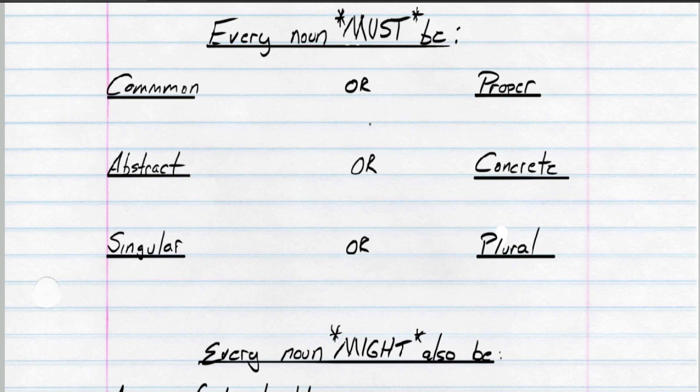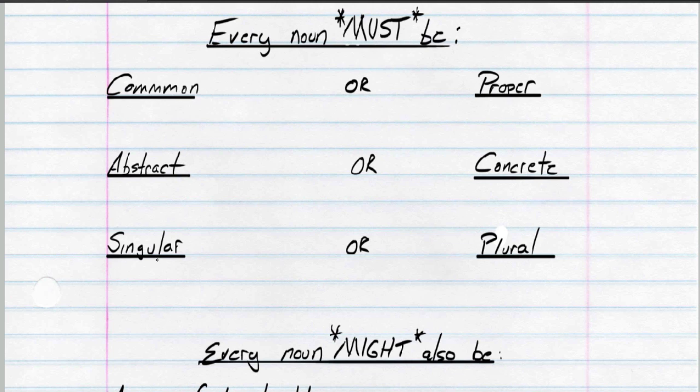Going to skip 2 lines and do the same for abstract. A-B-S-T-R-A-C-T, abstract. In the middle of the page, you'll put the word or again. And out to the right-hand side, concrete. C-O-N-C-R-E-T-E, concrete. So once again, beneath every noun must be, you're going to skip a line, put the word common, the word or in the middle, and proper off to the right. Skip a couple lines, put abstract, the word or in the middle, and concrete off to the right.